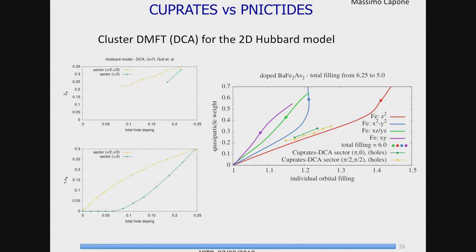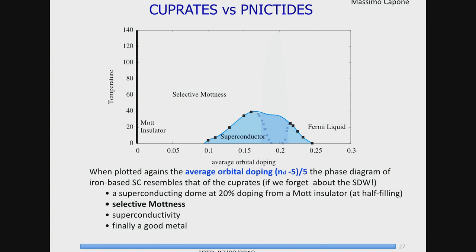So this is at least suggesting that what is realized in the iron-based superconductors as an orbital selective degree of correlation is mirrored in the cuprates, or at least in the dynamical cluster approximation treatment of the cuprates, as a momentum space selectivity. Now, if I go back to my phase diagram of the iron-based superconductors, I can now do a very, very simple game.